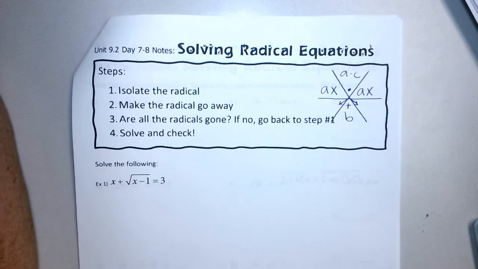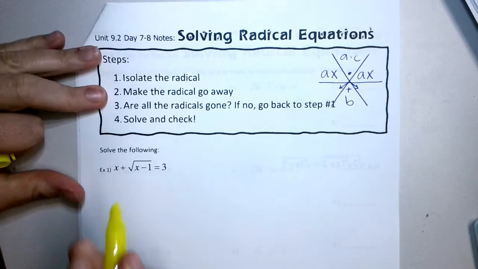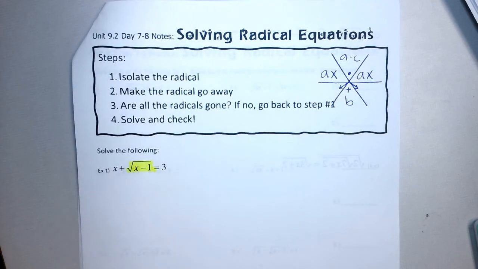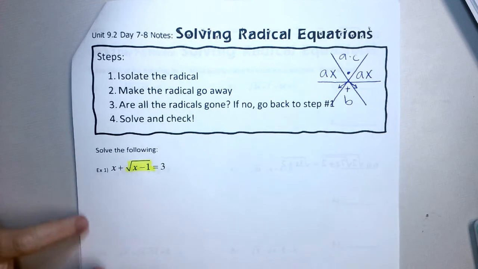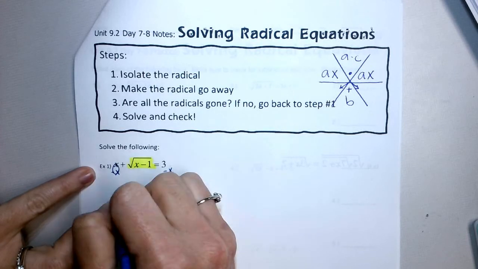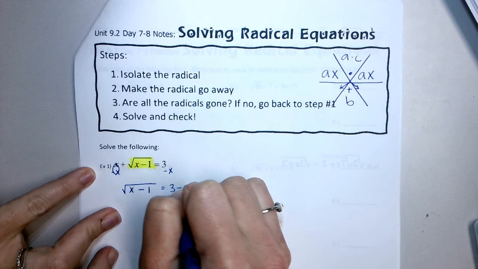Okay, so we're going to kind of go through the rules as we do number 1. So I want you to realize my radical is this square root of x minus 1. And it says to isolate it. Is it currently isolated? No. What's on the same side of the equal sign as it? The x. How do I move that x? Subtract. So what I do to one side, I have to do to the other. And I get the square root of x minus 1 equals 3 minus x.